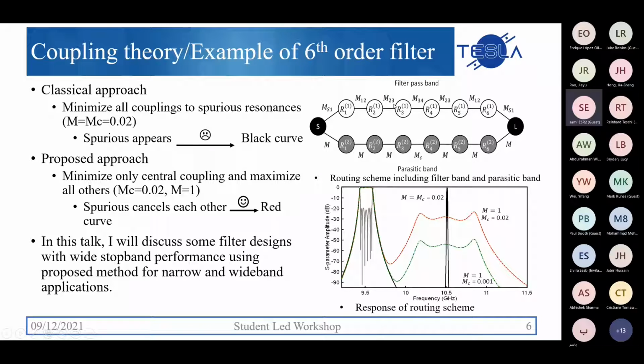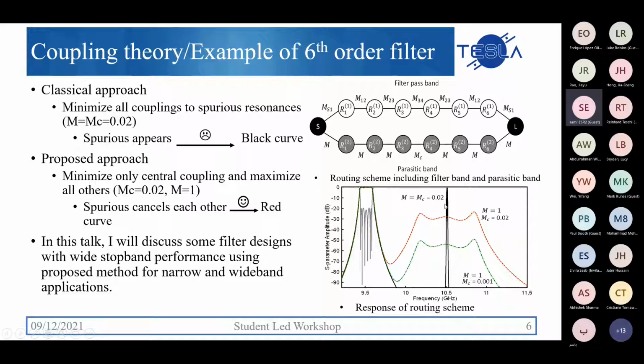In the routing scheme, you can see a cavity has a resonant mode that generates the filter passband around 9.5 gigahertz and a spurious mode that generates a parasitic band around 10.5 gigahertz. The coupling to the spurious modes between adjacent resonators is represented by M, and only the central coupling is represented by MC. If we apply the classical approach, as we saw in the previous slides, all the spurious mode couplings need to be minimized.